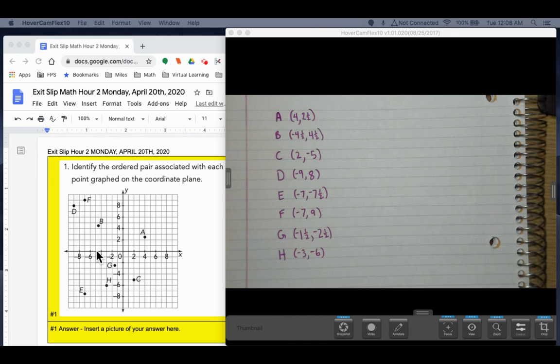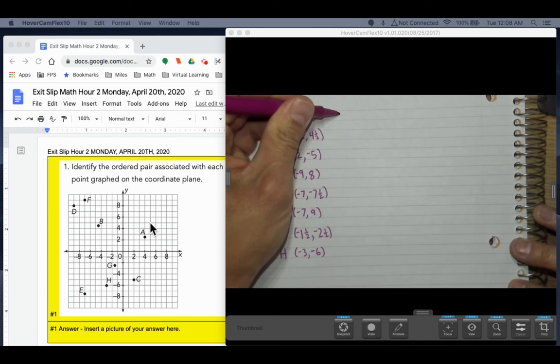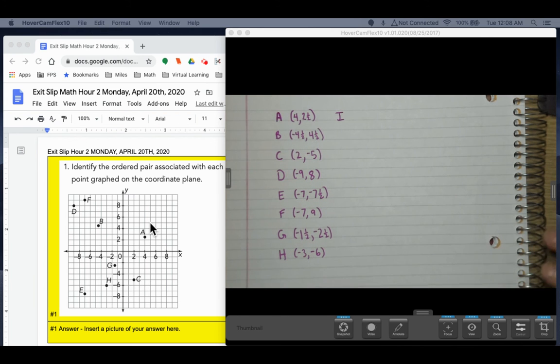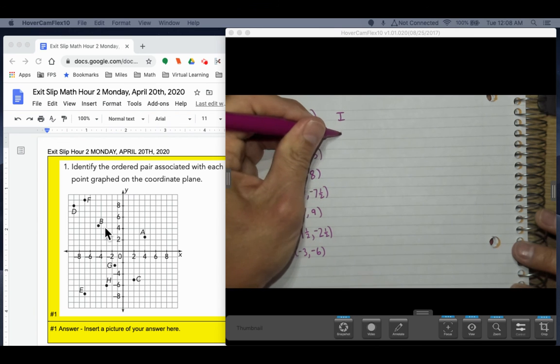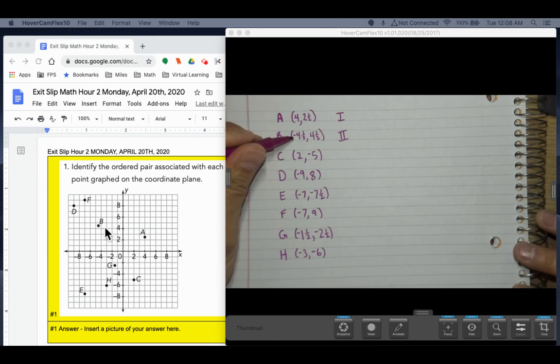But one more thing. I know right here that this is quadrant 1, and then I know it goes counterclockwise. So this is quadrant 2, this is quadrant 3, and this is quadrant 4. So A is in quadrant 1, and both numbers are positive. B is in quadrant 2. The first number is negative, the second number is positive.